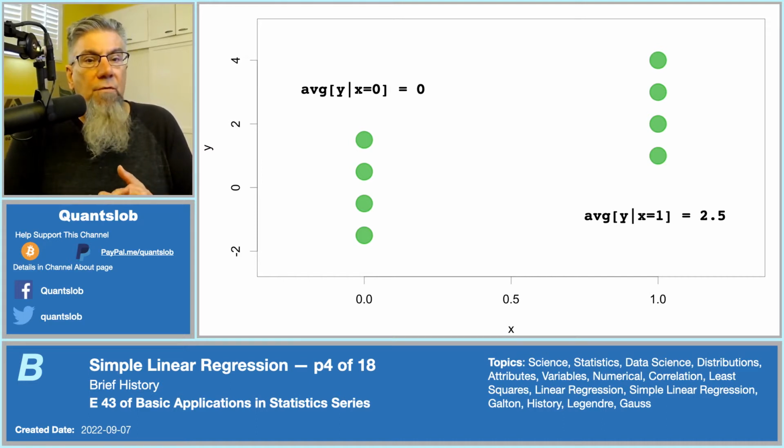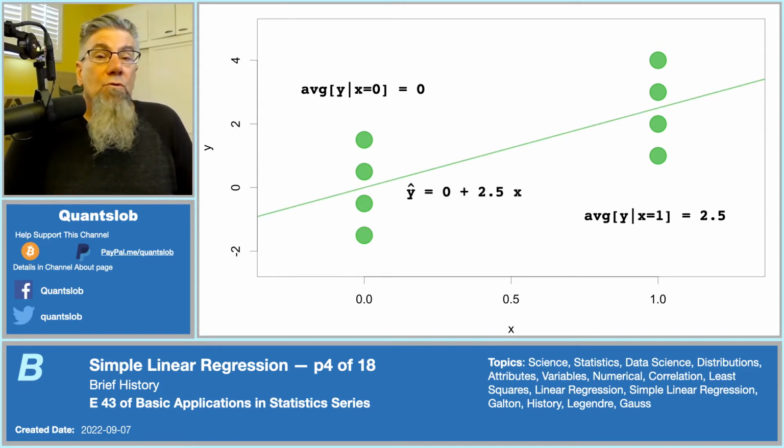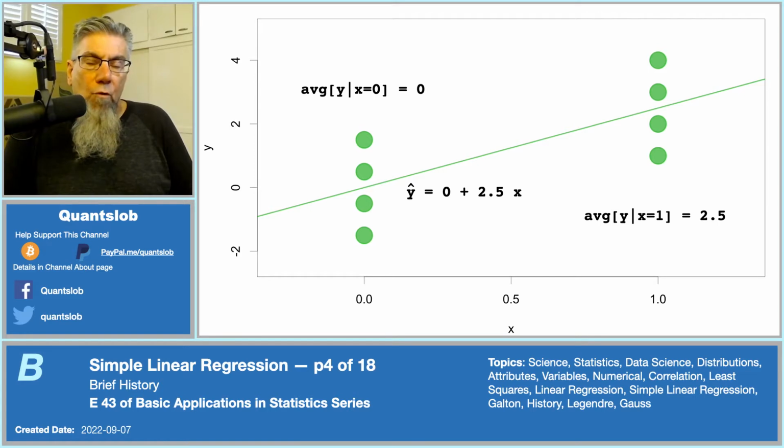The conditional average of the 4 y values where x is 1 is 2.5. Our least square solution is the line y equals 0 plus 2.5 times x. So when x is 0, this function returns a value of 0. When x is 1, it returns a value of 2.5. There you go. Moving on.